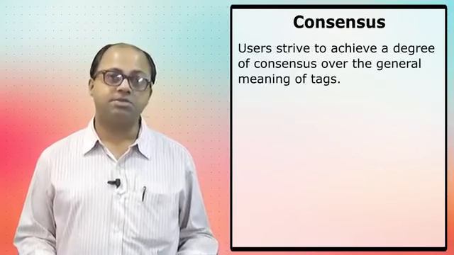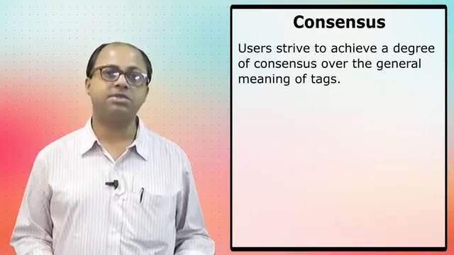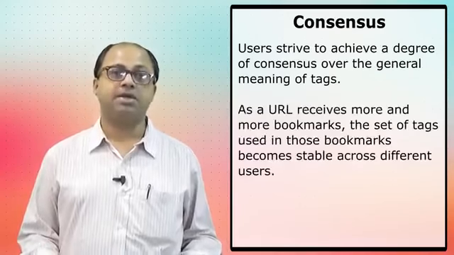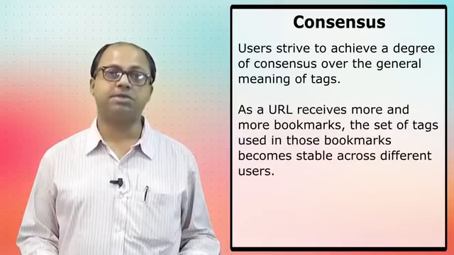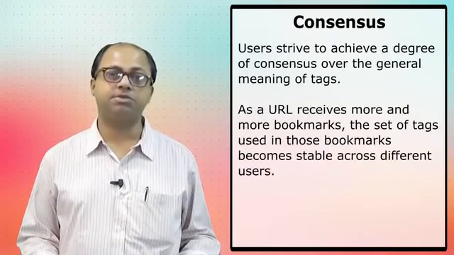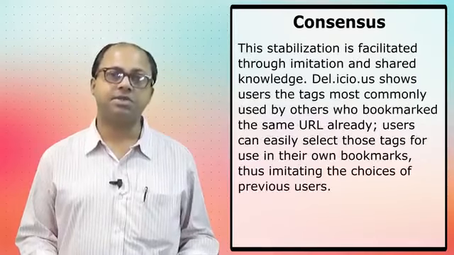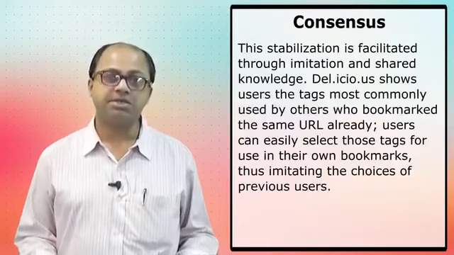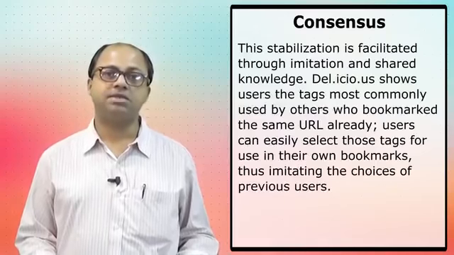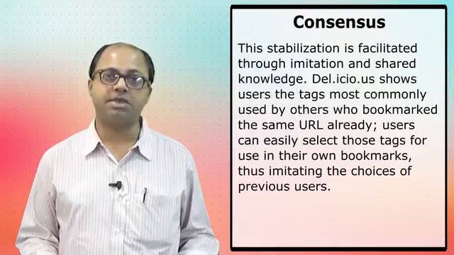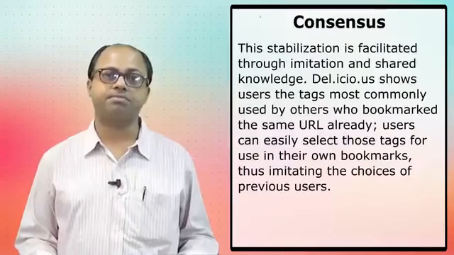Consensus. Users strive to achieve a degree of consensus over the general meaning of tags. As a URL receives more and more bookmarks, the set of tags used in those bookmarks becomes stable across different users. This stabilization is facilitated through imitation and shared knowledge. The system shows users the tags most commonly used by others who have bookmarked the same URL already.